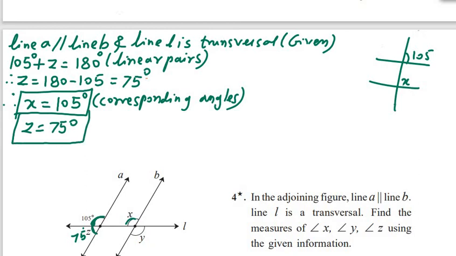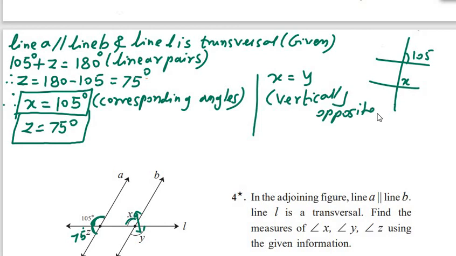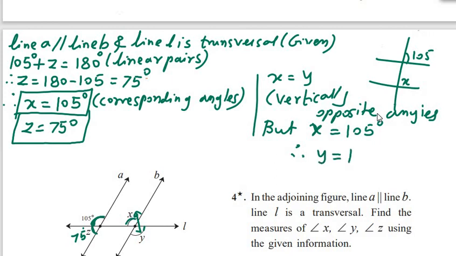Now we have to find out the value of y. Okay, now see here x and y, they are vertically opposite, is it right? And therefore I write here x is equal to y because vertically opposite angles. X and y are vertically opposite angles, and we know that x is equal to how much? X is equal to 105 degree, and therefore y is also 105 degree, and that is the value of y is equal to 105 degree.